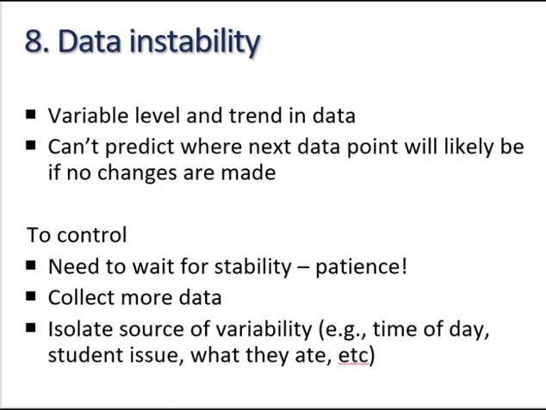Data instability is a threat to our prediction, verification, and replication. When data show high variability, we can't predict where the next data point will likely be if no changes are made.